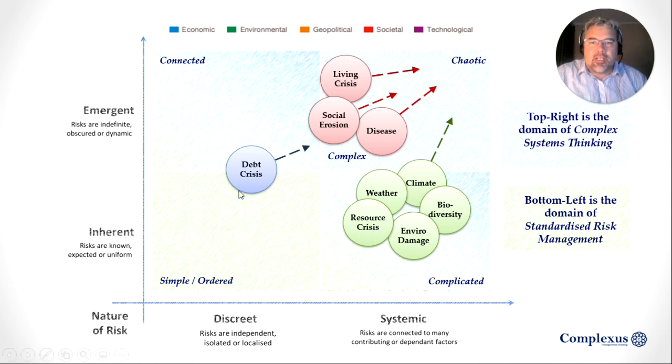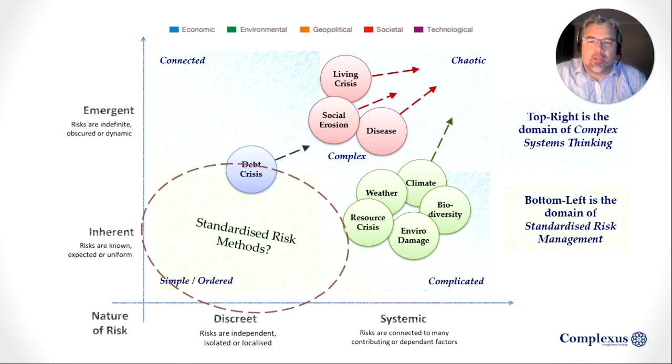And then the last new risk, the debt crisis, I put more towards the standardized side, purely because debt can become a simple risk. It can have cause and effect applications, but it could equally trend up towards complex. So I put that more in the simple ordered zone, but you're equally valid to have your own opinion on that.